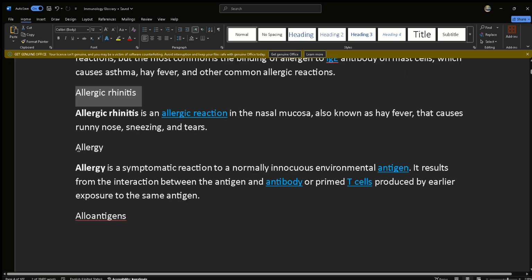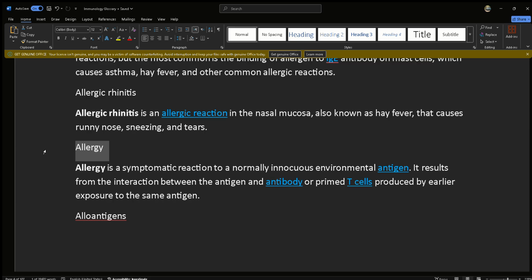So, allergy is a symptomatic reaction to a normally innocuous environmental antigen. It results from the interaction between the antigen and antibody or primed T cell produced by earlier exposure to the same antigen.